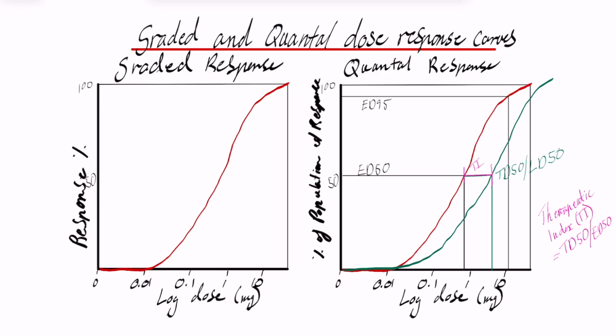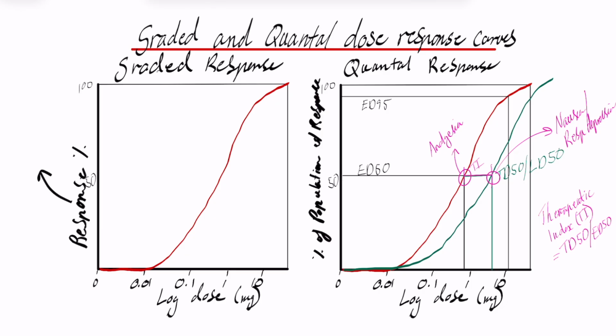So your toxic dose 50 might be, for example, if you're talking about opioids, when nausea develops or respiratory depression develops in someone, while your ED50 is when 50% of the population have good analgesic control or no pain. So that therapeutic index is the difference between those two doses.